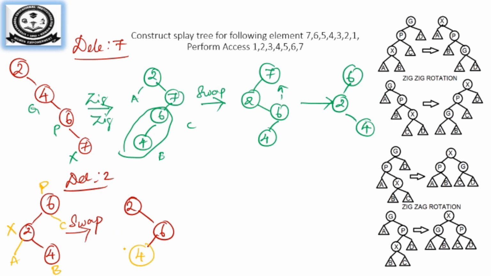Now when 2 is deleted, the minimum value in the right subtree should replace it. So it will be replaced with 4. So you will have 4 and 6. For the last two elements, if you want to delete 6, you have to move 6 to the root node and you can delete it, and it will be replaced with 4. Or if you delete 4, automatically only one child is there, you can replace it.